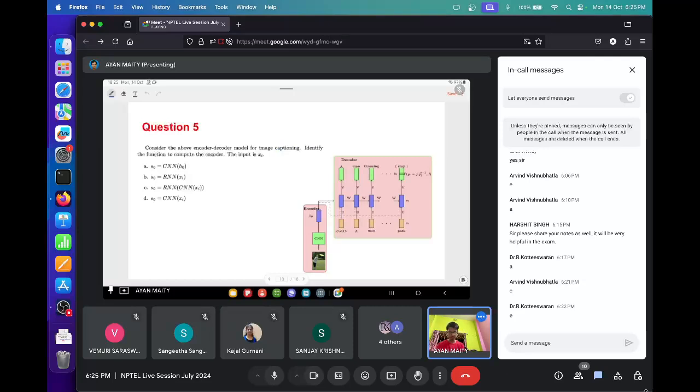Now question 5. Consider the above encoder decoder model. This is the encoder, this is the decoder. Identify the function to compute the encoder. Input is xi, this image is xi. What will be the output of the encoder? So this is the output of the encoder. What is the output of the encoder?